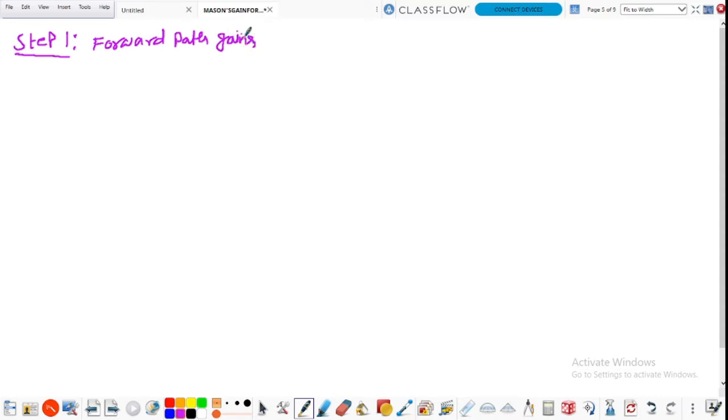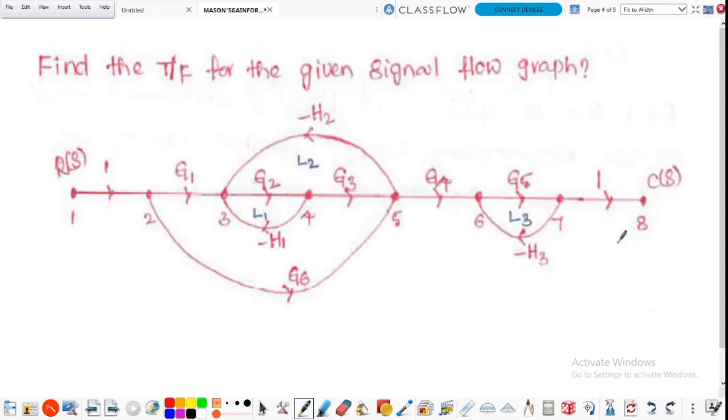So given the signal flow graph, what is the forward path? The definition: a forward path is a path from an input node to an output node that does not cross any node more than once. Here in this signal flow graph, this is the input node and this is the output node. So 1 to 2, 2 to 3, 3 to 4, 4 to 5, 5 to 6, 6 to 7, 7 to 8. That is the first forward path.